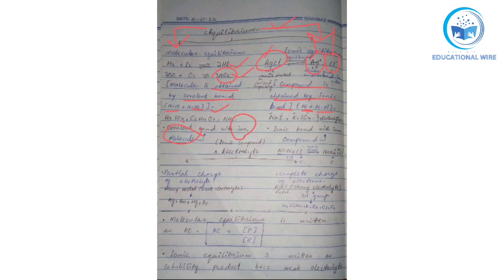So we can understand which one is molecular equilibrium and which one is ionic equilibrium. After that we have more examples like NaI, K2SO4 and many more. An ionic bond will always remain with ions, and that is called a compound, and these are called the electrolytes. Electrolytes are the same as ionic equilibrium.